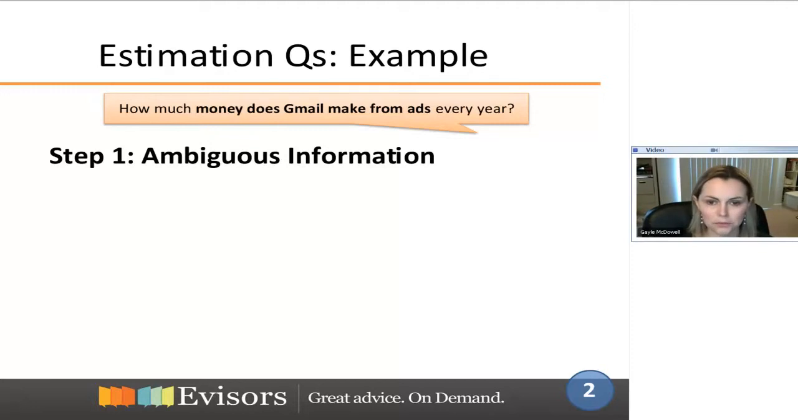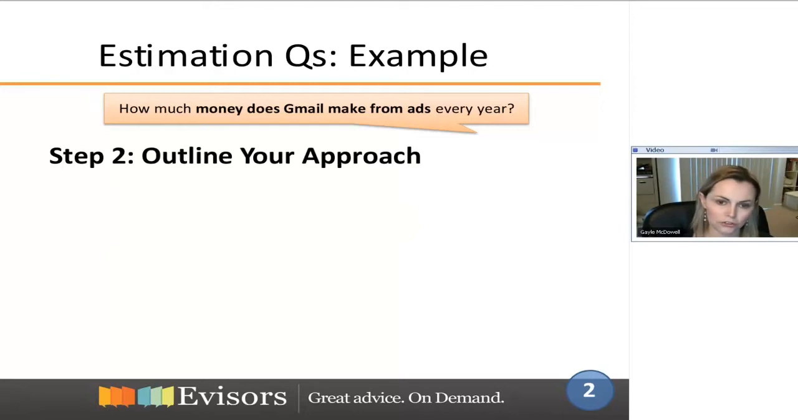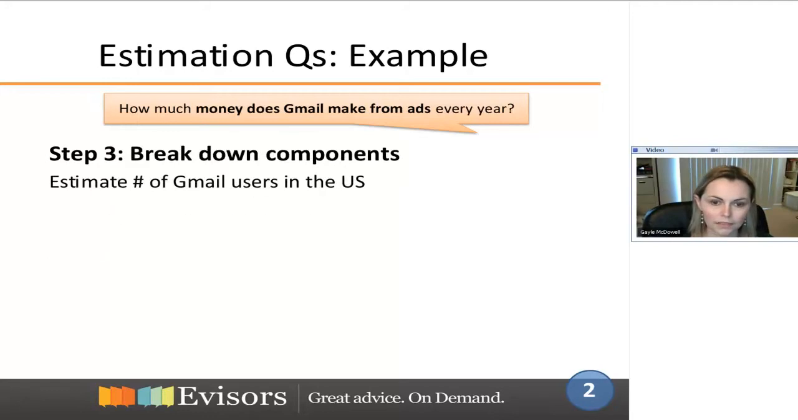So suppose you want to know how much money Gmail makes from ads each year. One of the questions you're going to want to know is, are we talking US or worldwide? Are we talking Gmail only? Are we talking Google Apps, so the host in Gmail? So you want to ask these questions. Then structure your approach for yourself and for your interviewer. So this might be, well, first I'm going to estimate the number of Gmail users, then I'm going to estimate the number of clicks annually per user, and then estimate the dollars per click. And that can get you to your final answer.